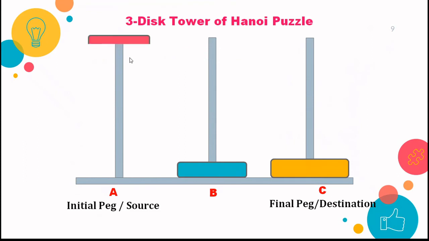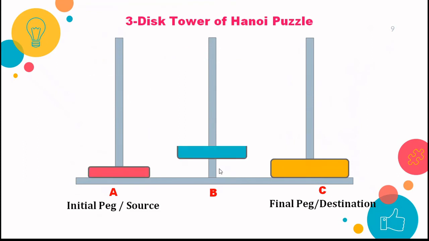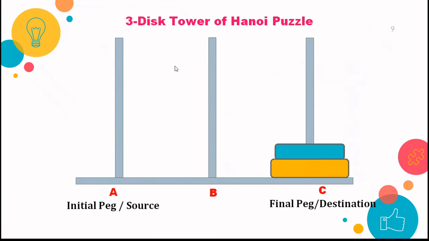Then this pink will be placed on A, and then B will be placed on top of this yellow disk, and then finally this pink will be placed on the top of again this blue disk. So again they are arranged in ascending order from top, and we can see that the number of steps required in this case were 7.